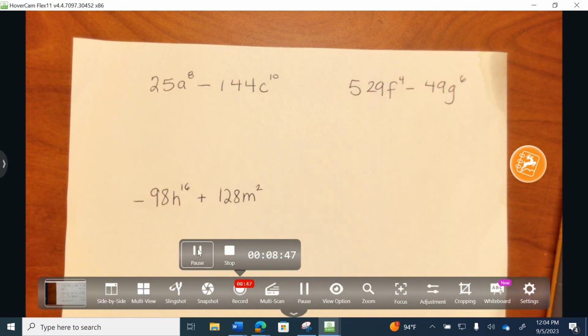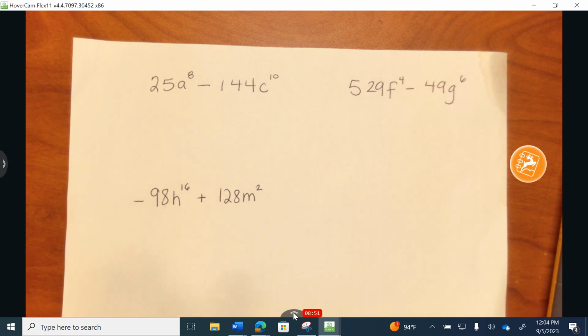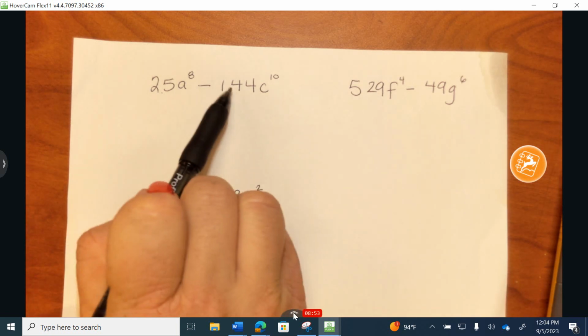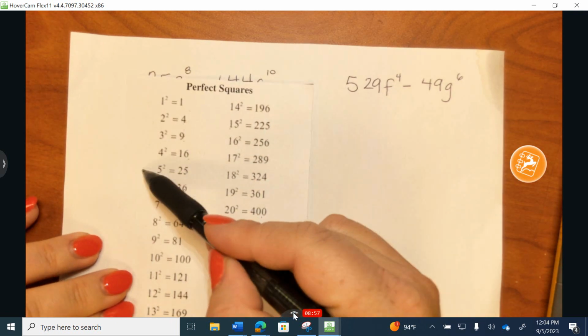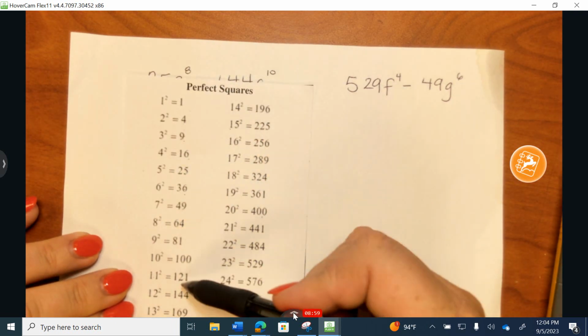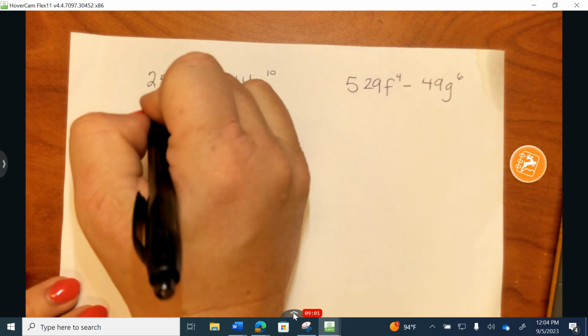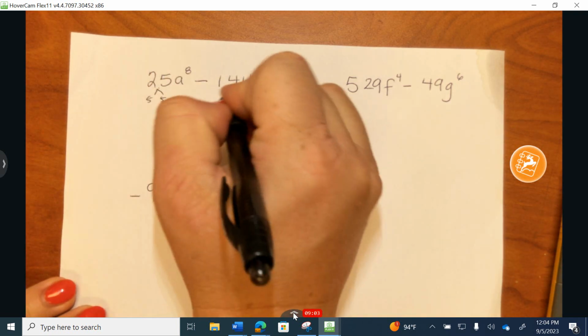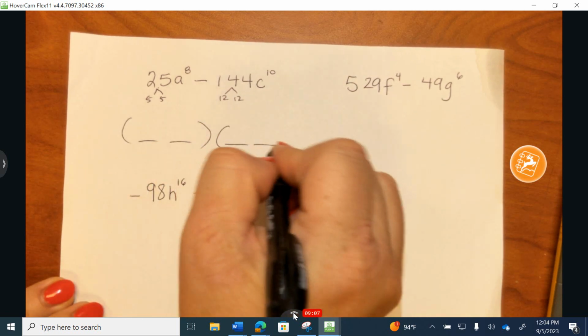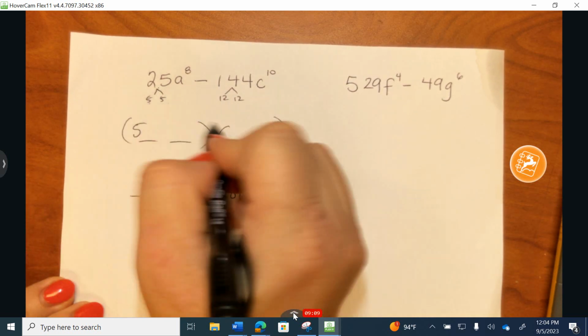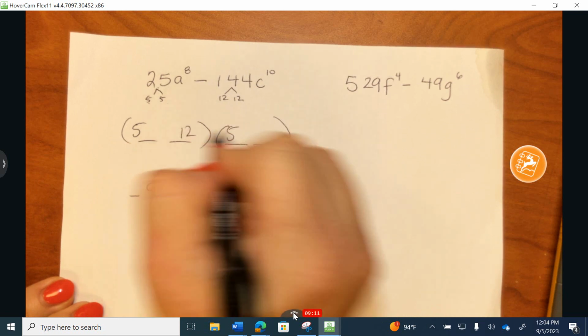Okay, let's look at 3 more problems. Moving this down so you're able to see the entire thing. Okay, so I'm looking for 25 and 144. Okay, here's 25, 5 times 5, and 144, okay, 12 times 12. Great. 5 times 5, 12 times 12. So the 5s will go in front because they come from the front. The 12s will go in back.